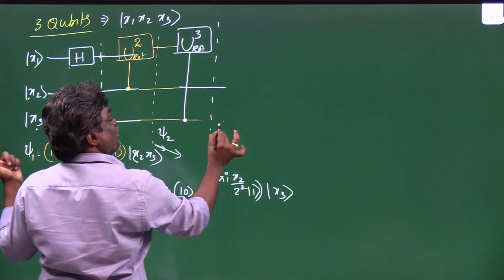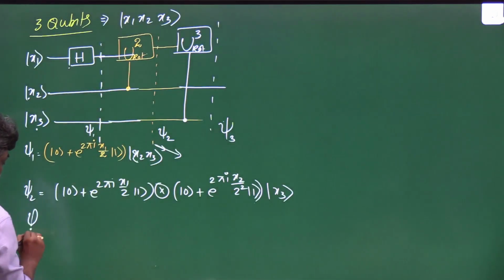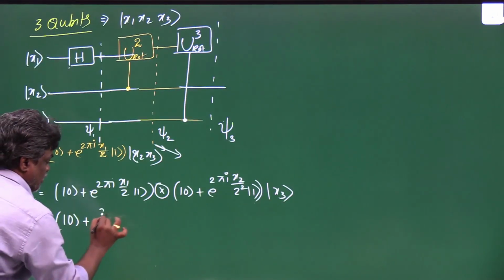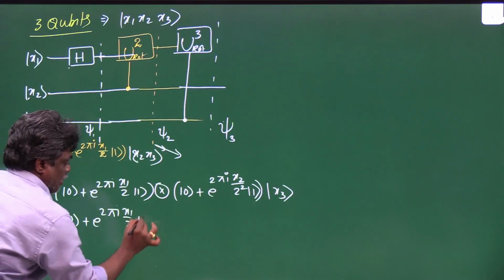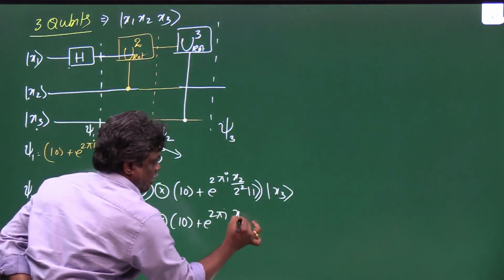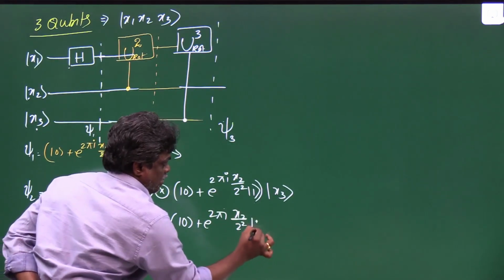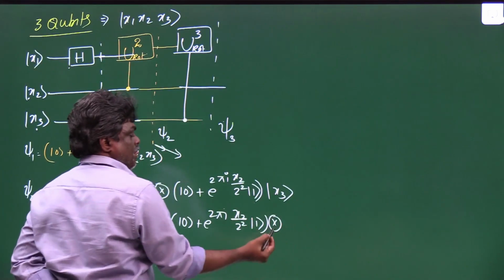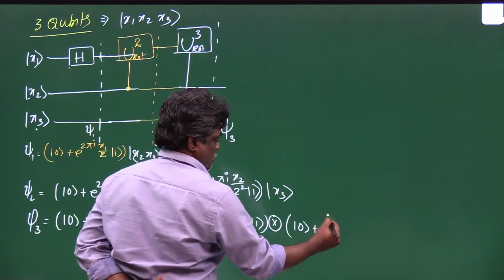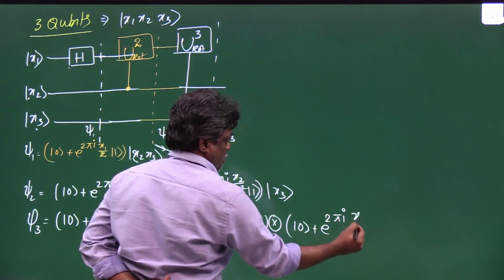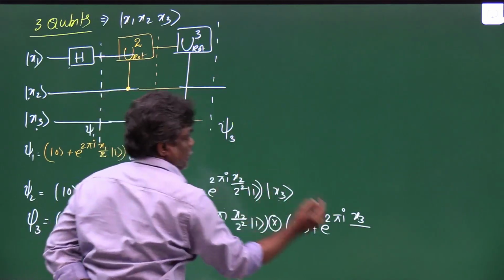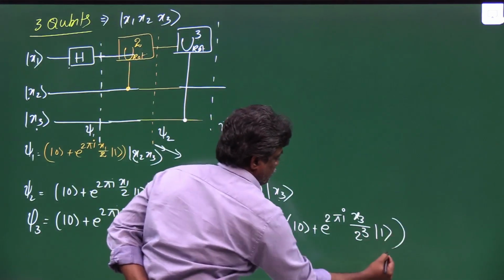Yes. Now I am taking psi 3. Psi 3 is equal to the whole thing here, as it is. Tensor |0> plus e to the power of 2πi x2 by 2 to the power of 2, into tensor of ket 0 plus e to the power of 2πi x3 by 2 to the power of 3. That's it.